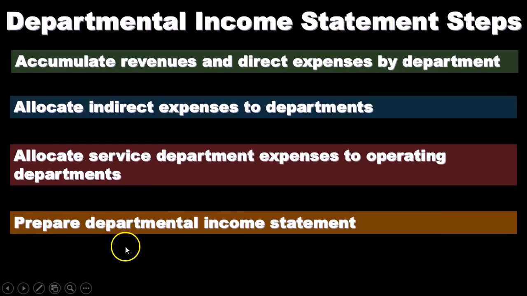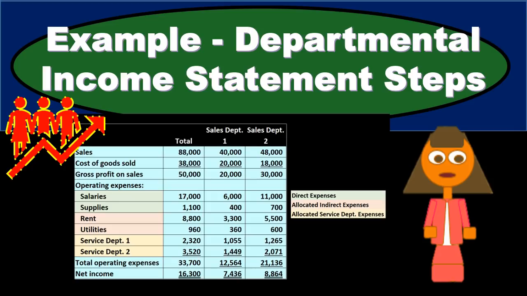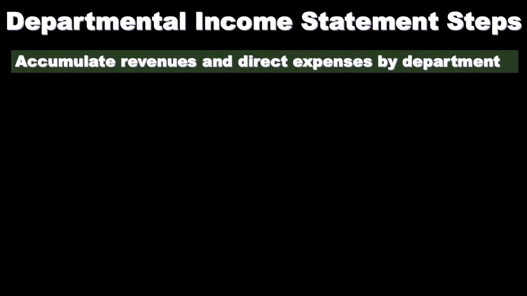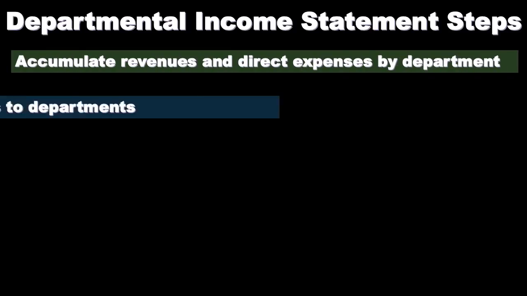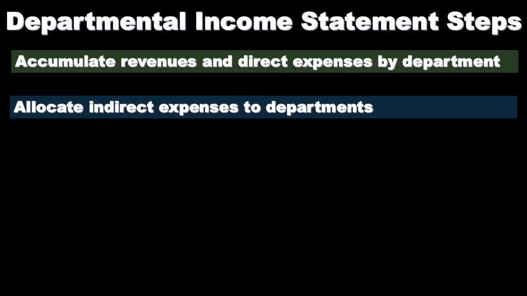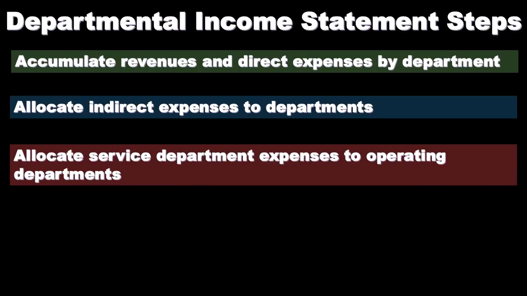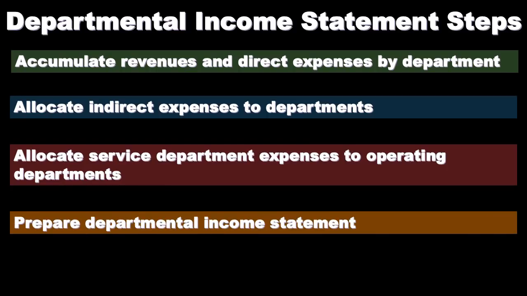Once we've completed those steps, then we'll take this information and prepare the departmental income statement. In this presentation, we will work an example problem related to the steps to take to create the departmental income statement. Here's a review of the 4 steps that we will take. We will accumulate revenue and direct expenses by department, allocate indirect expenses to departments, then allocate service department expenses to operating departments, and finally we will prepare the departmental income statement.